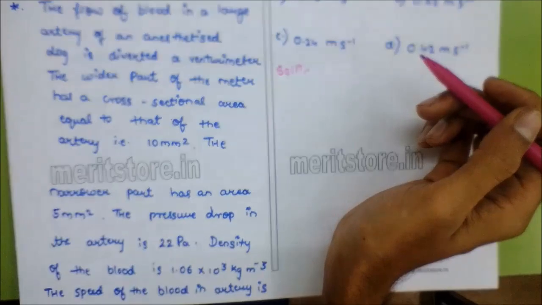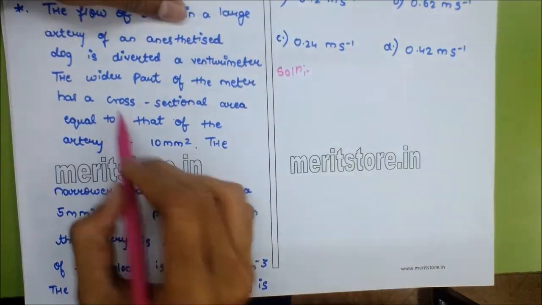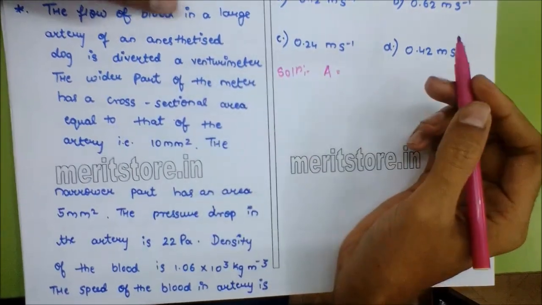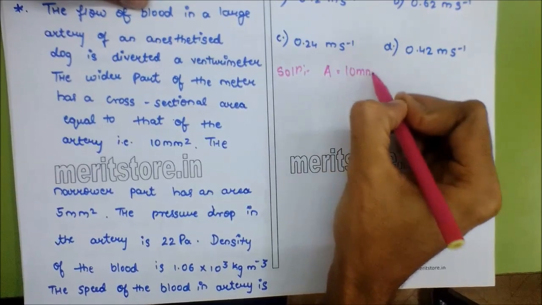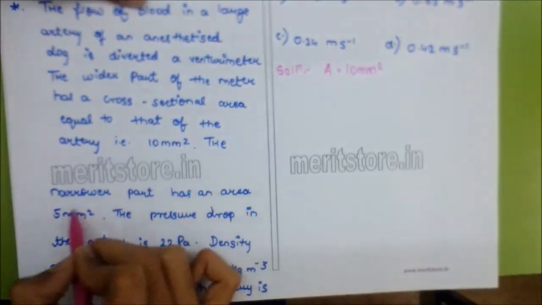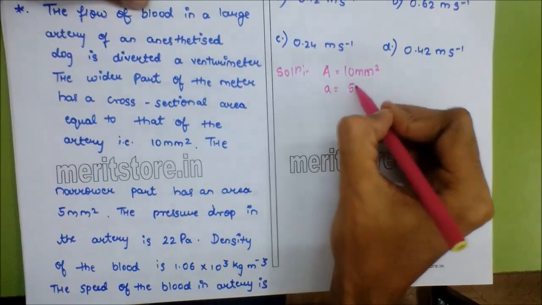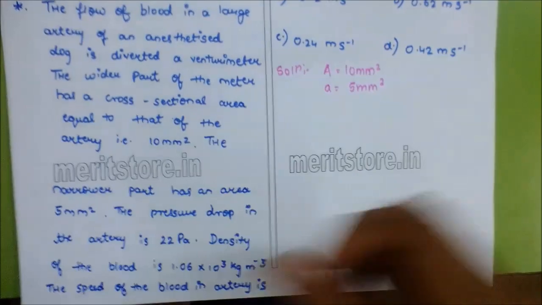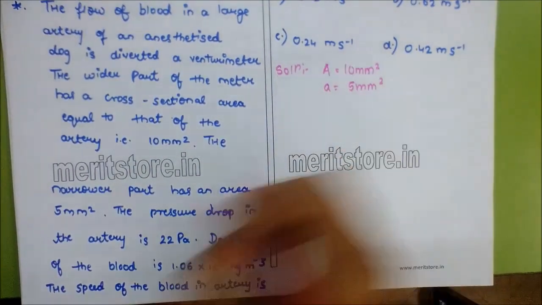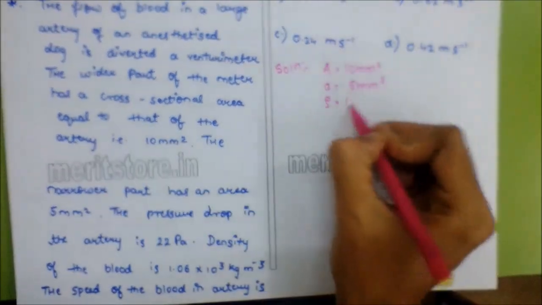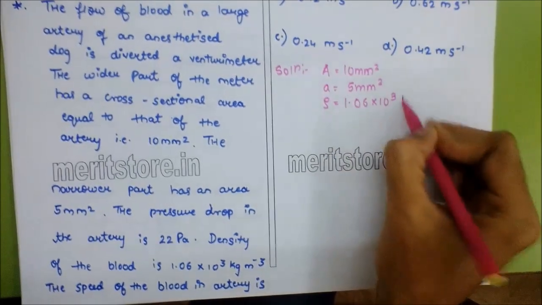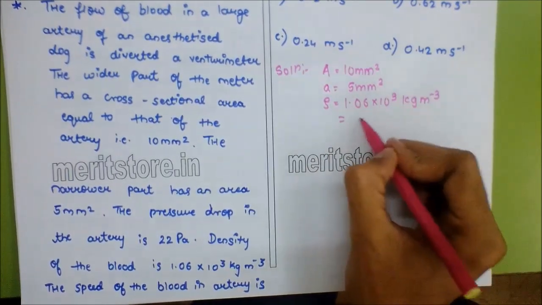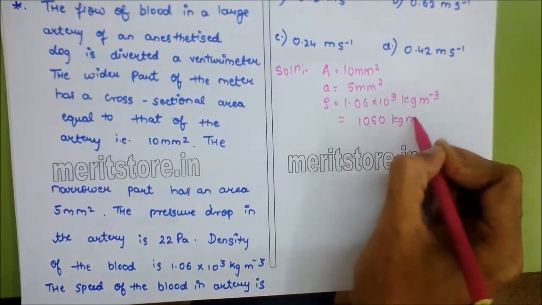Okay, so basically here we have been given the cross section area of the wider part, so we'll take it as capital A, that is 10 mm square, and the cross section area of the narrower part we'll take as small a, that is 5 mm square. Then we have the density rho of the blood, which is 1.06 into 10 raised to 3 kg per meter cube, which can also be taken as 1060 kg per meter cube.